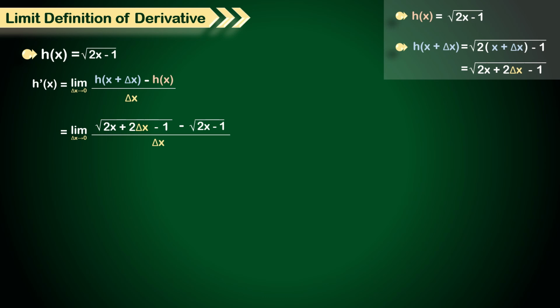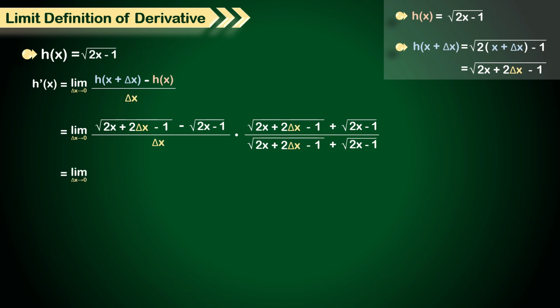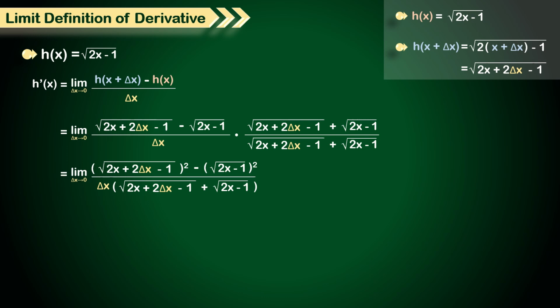The conjugate of the numerator is the square root of 2x plus 2 delta x minus 1 plus the square root of 2x minus 1. Multiply this conjugate to the numerator and denominator. Get the product. The limit of the square root of 2x plus 2 delta x minus 1 subtracted by the square root of 2x minus 1 all over the product of delta x and the conjugate as delta x approaches 0.